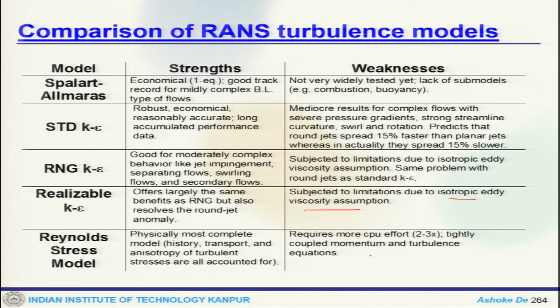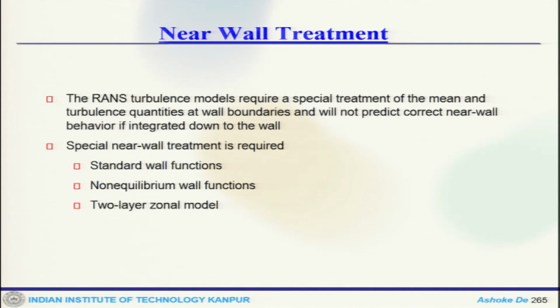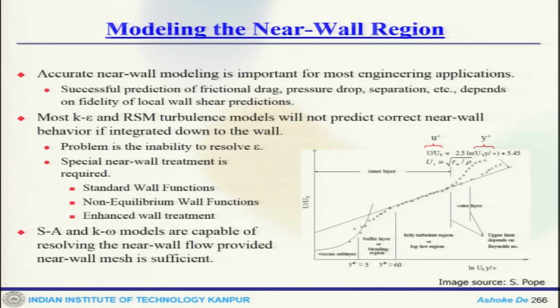So another important aspect when you look at the boundary layers or wall bounded flow, you need the near wall treatment. So this is a special treatment required for the mean flow field: a standard wall function, non-equilibrium wall function, or 2-layer zonal wall function. So if you look at the wall profile which we have discussed, this is our viscous sublayer in the boundary layer, the buffer layer, this is the fully turbulent zone, or this rather can be totally the inner layer, and this is the outer layer.